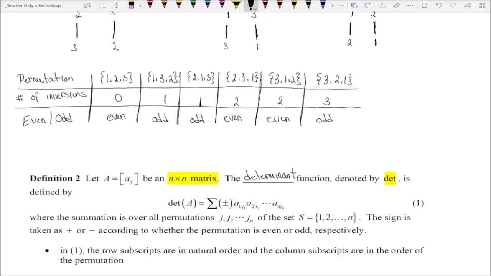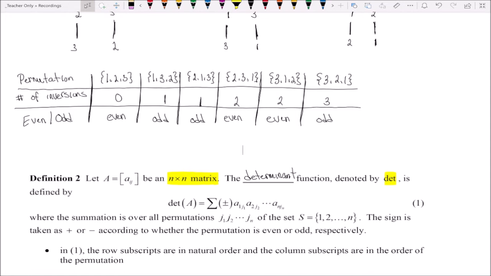is defined to be: the determinant of A is the sum of plus or minus a1j1, a2j2, and so on and so forth, anjn, where this summation is over all the permutations of the set 1 to n. The sign is taken as plus or minus according to whether the permutation is even or odd, respectively. So if your permutation is even, it's a plus sign. If the permutation is odd, it is a negative sign.